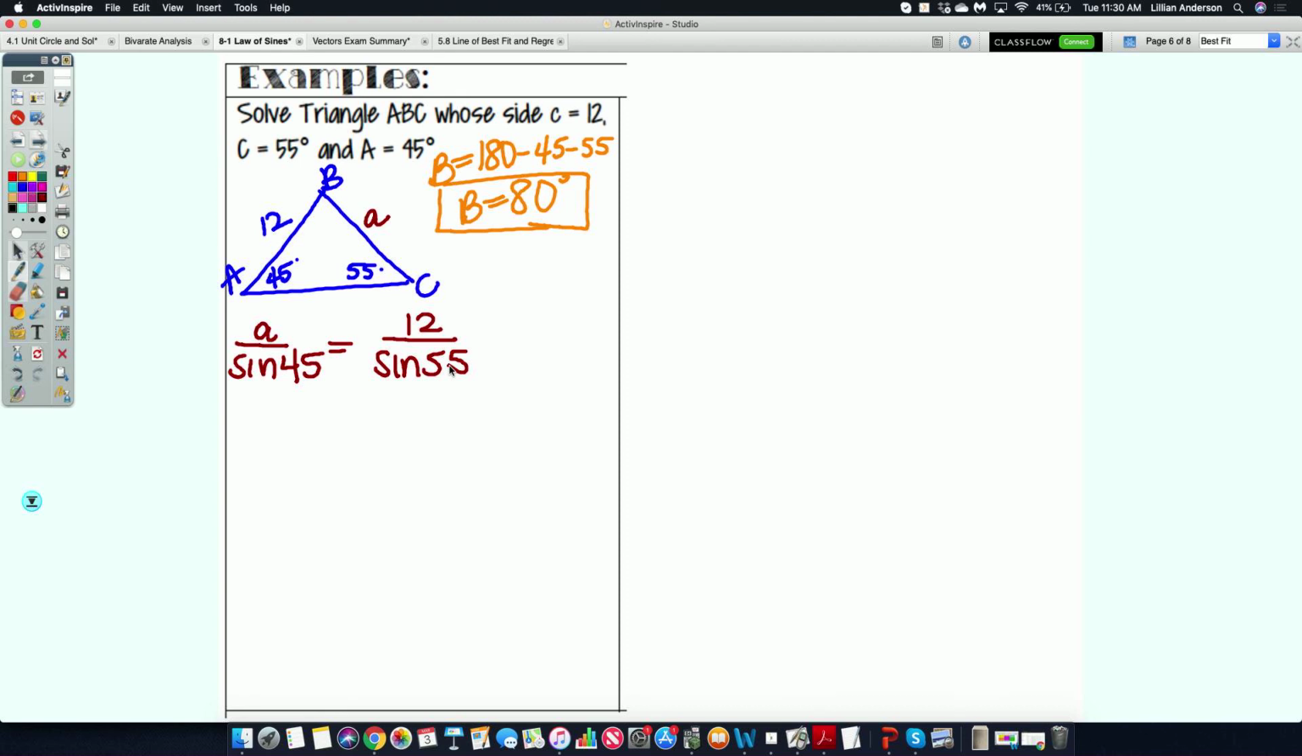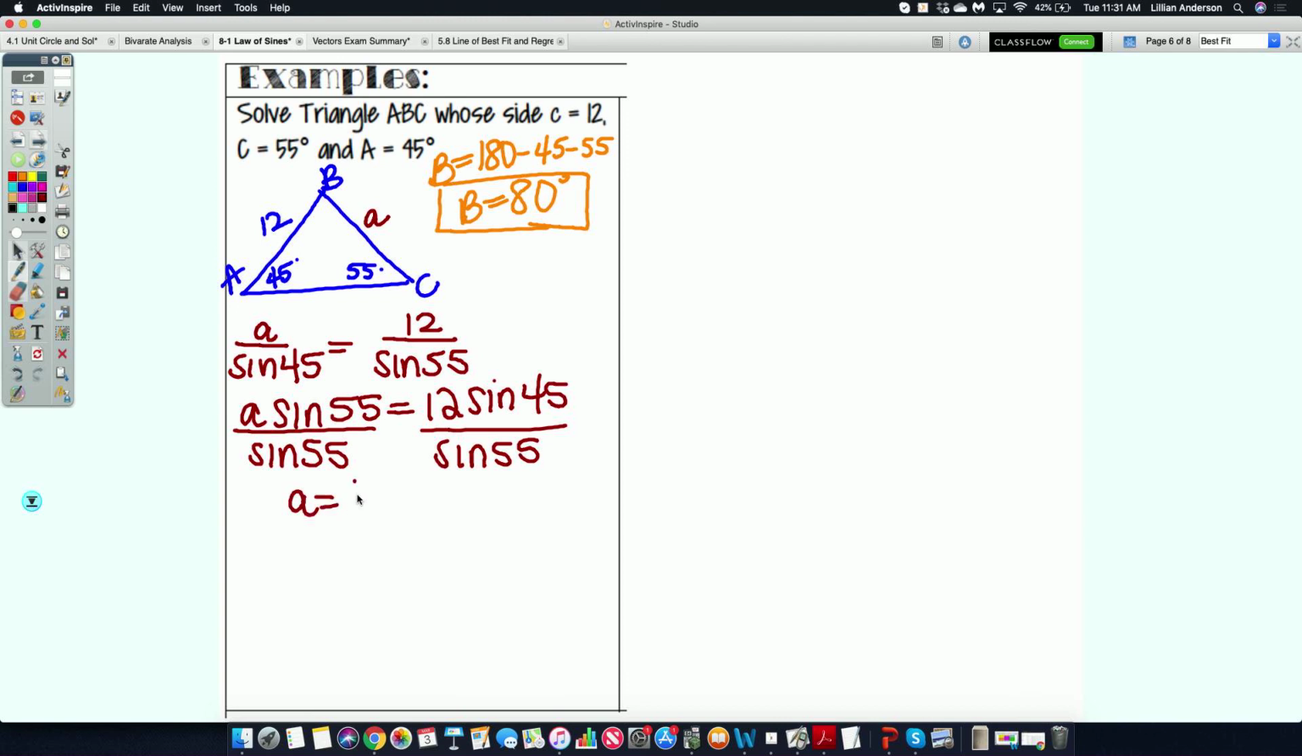And then to solve this proportion, I cross multiply. So this is A sine 55 equals 12 sine 45. I cross multiply, then set them equal to each other. Then the last thing I need to do to solve for A, divide by the sine of 55. Because it was A times the sine of 55, so I got to do the opposite. So A, I'm going to type into my calculator 12 sine 45 divided by sine 55.